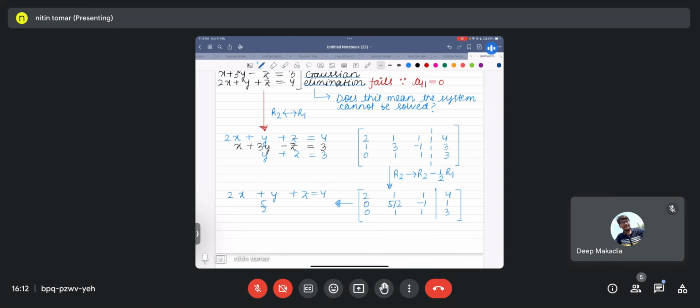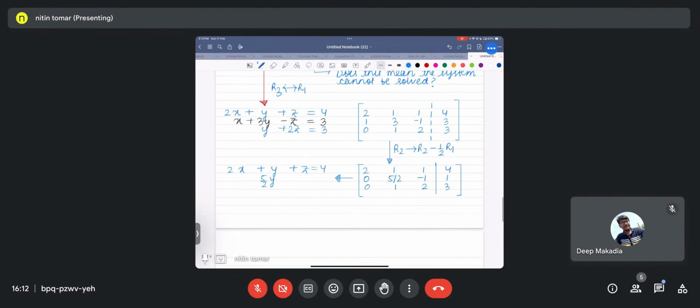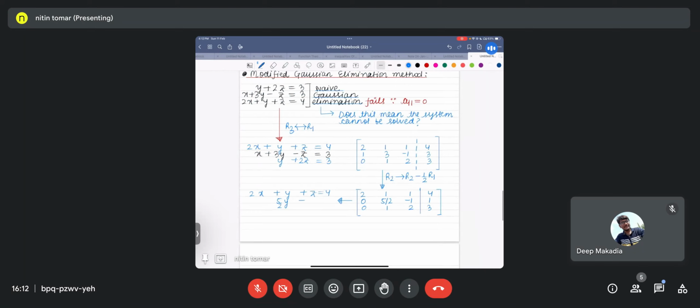So this is 5 by 2 in the last row, is it correct? It is y plus 2z equals to 3, no? That equation was. Y plus 2z. Okay. And here the operation should be R3 and R1 interchange, not R2 and R1, right? Yeah. Thank you so much. Okay. Now is this correct? 5 by 2 y minus z equal to 1. Then y plus 2z equal to 3.